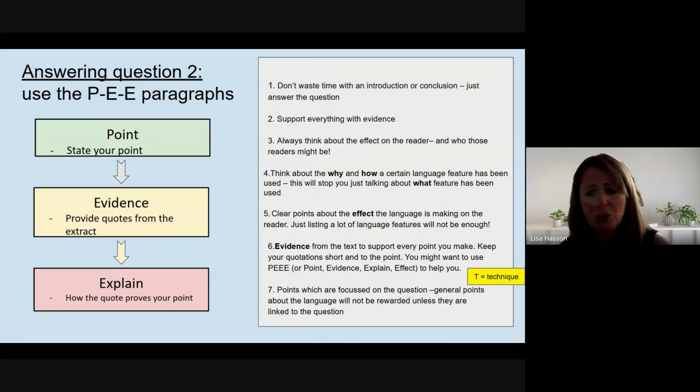Points which are focused on the question are really important. So in this case, how Mount Doom is unwelcoming. General points about the language are not rewarded on this question unless they are linked to the question. So they need to be relevant to the question. You can't just talk about Frodo or Sam. It's got to be about how the mountain is unwelcoming to them.